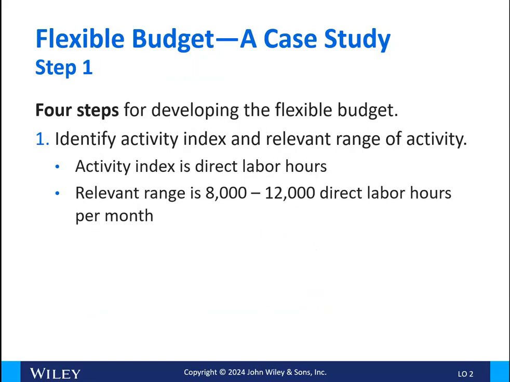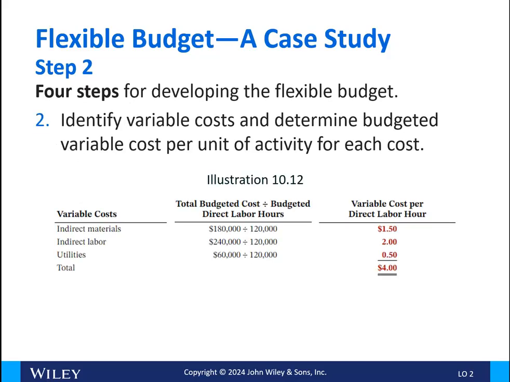So there's 4 steps in developing a flexible budget. First, we identify the activity index and relevant range of activity. In this example, direct labor hours is our activity index, and the relevant range is 8,000 to 12,000 direct labor hours per month. Next, we'll identify the variable costs and determine budgeted variable cost per unit of activity for each cost. So we take our budgeted costs that we saw in that budget report, divided by the 120,000 direct labor hours, and we get a variable cost per direct labor hour.